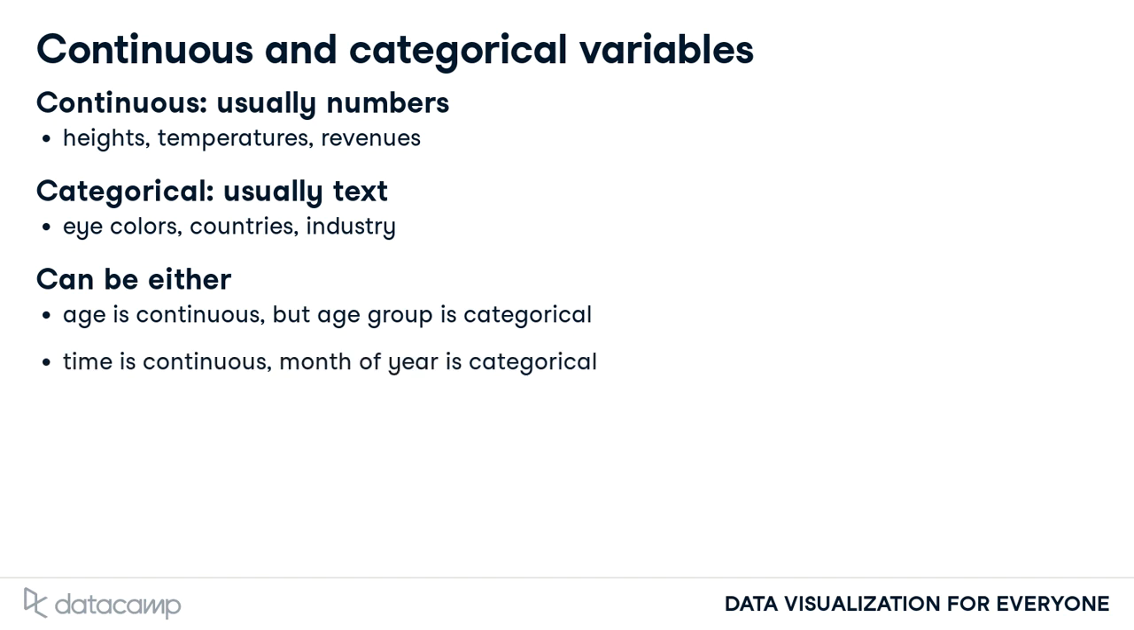Similarly, time is naturally a continuous variable, but if you have to produce a report on how prices change each month, you might want to think of the month of the year as a categorical variable. In this case, you have the freedom to treat the time as either continuous or categorical. It depends on the question you're trying to answer.